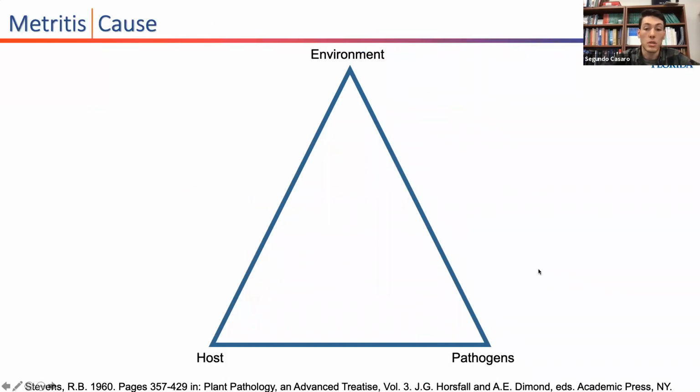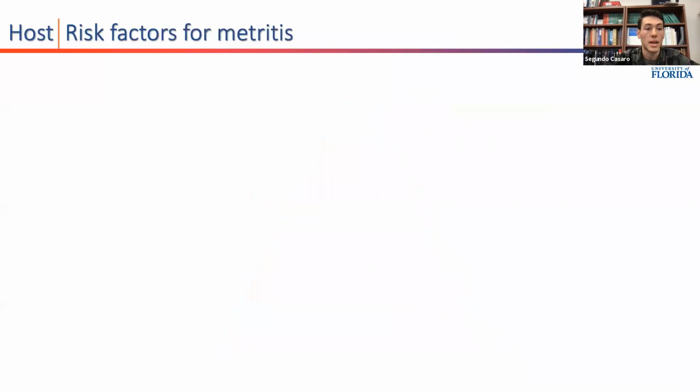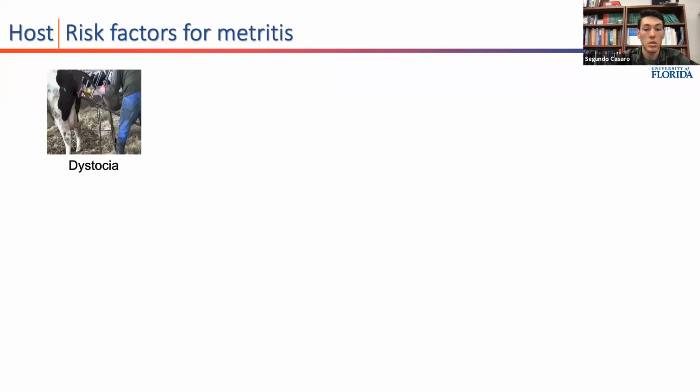Now that we talked a little bit about the pathogens, I want to talk a little bit about the host. And for that, I want to say that there are some risk factors that are associated with metritis. For example, we have dystocia, because dystocia helps breach the physical barriers of the uterus, such as the vulva and the endometrium. Probably because it's really painful for the animal, and it will affect the dry matter intake postpartum.